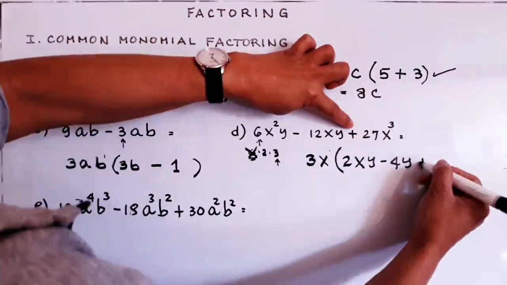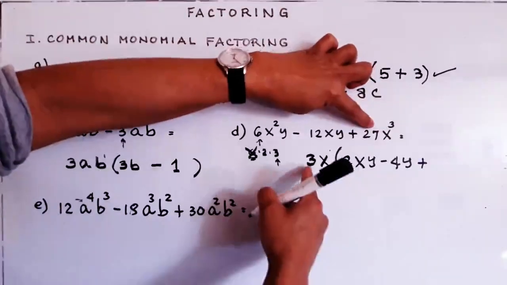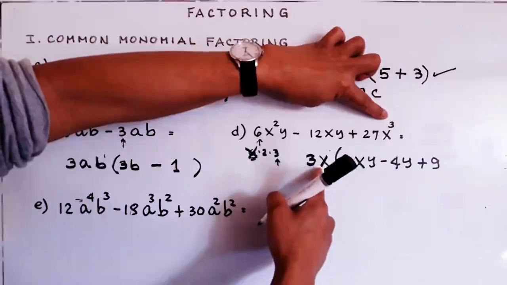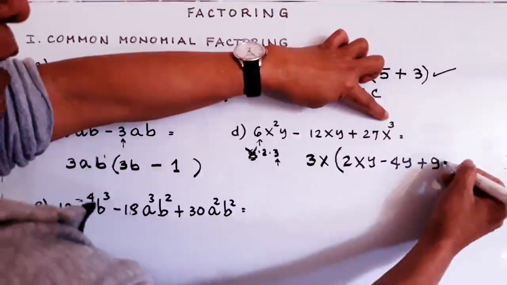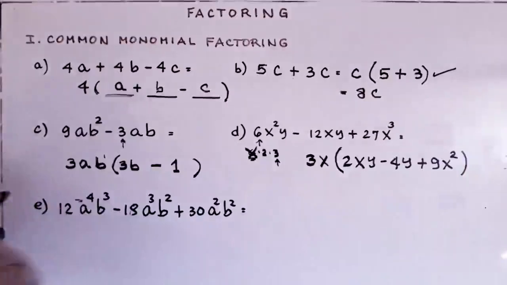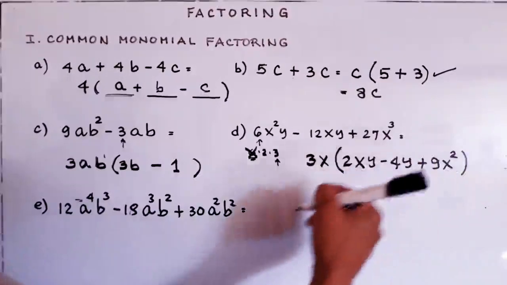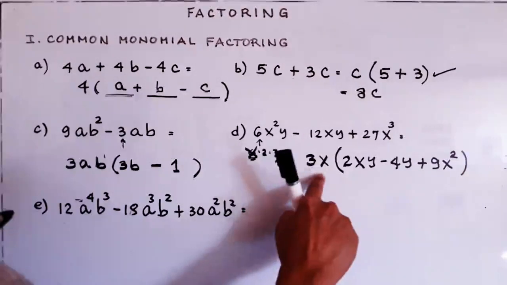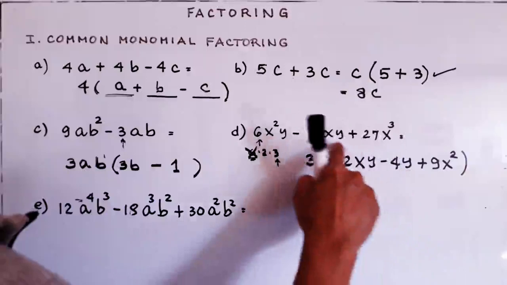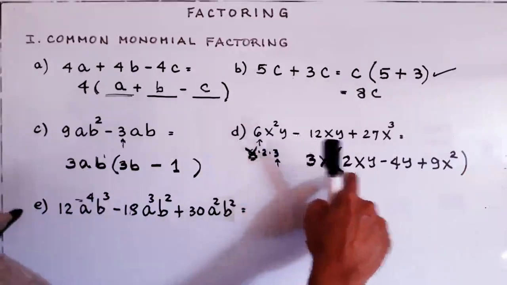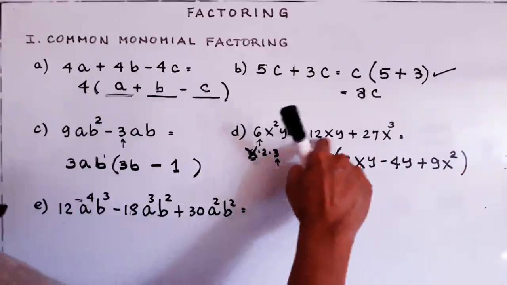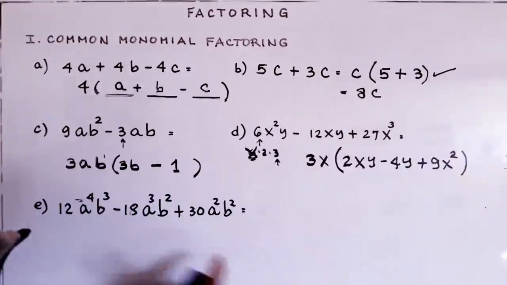Plus, and then you have the plus there. 27 divided by 3 is 9. X cubed divided by x, 3 minus 1 exponent here will give us x squared, and then you write the closed parenthesis. So you have 3 terms inside our parenthesis here. If you multiply 3x times this, it will give you 6x squared. Then you multiply 3x by 4y and you have 12xy here. Multiply 3x by 9x squared is 27x cubed. That is what we call the distributive property of multiplication.